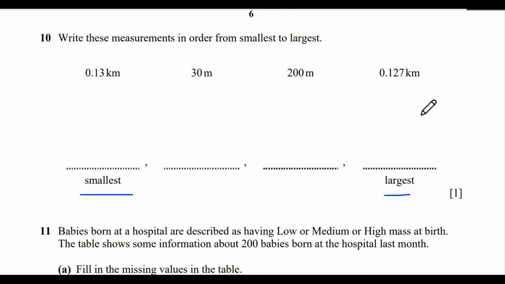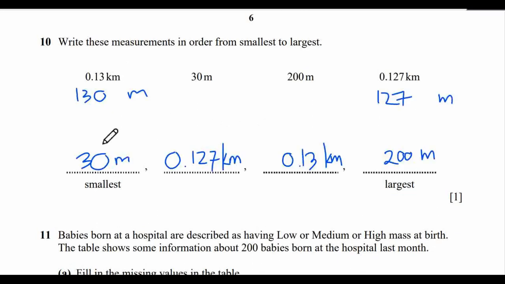Alright guys, let's check out the answers. So here we go. This is the answer. The trick is we convert everything to the smaller unit, that is meter here. So 0.13, when we convert to meter, we times by 1000, because from kilometer to meter times by 1000. So that's how we got 130.